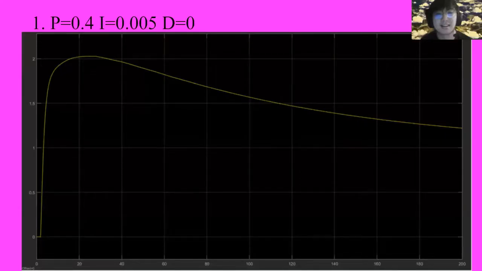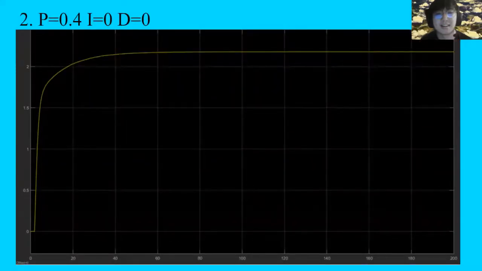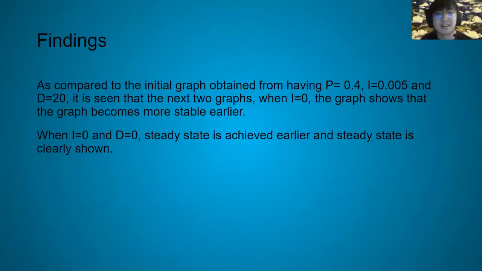From the first set of PID values, where we change D to 0, it is shown that the graph becomes steadier. Next. And when I is 0 and D is 0, steady state is shown at around 60 seconds. Next. By comparing the last two graphs with the initial graph, it is shown that the graph becomes more stable, and when D is 0 as well, steady state is clearly shown. Next.